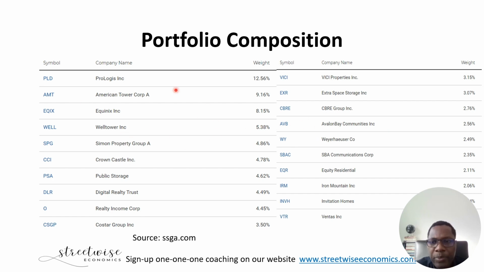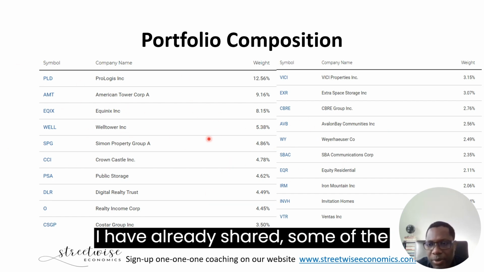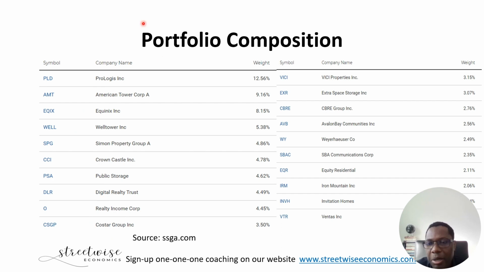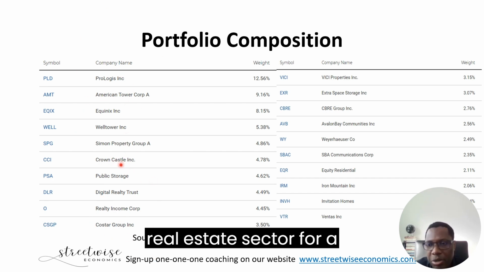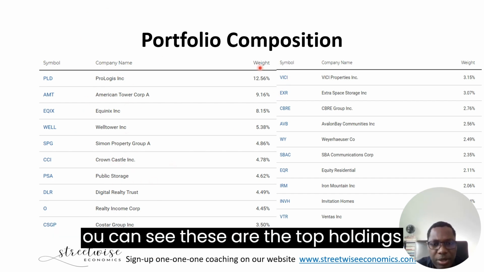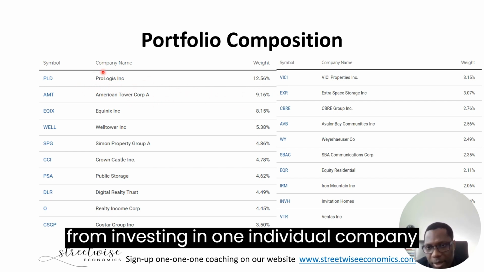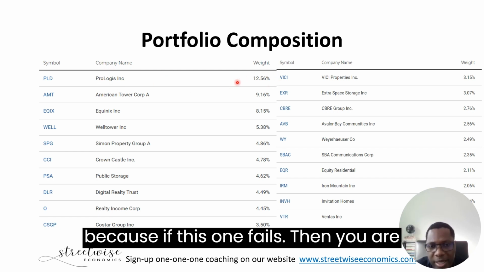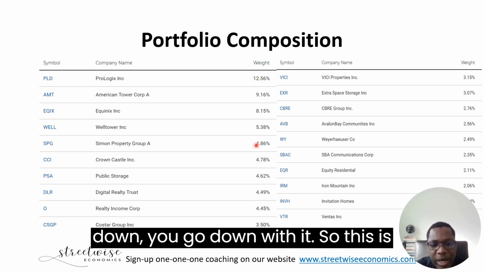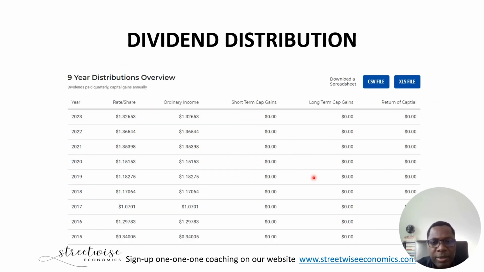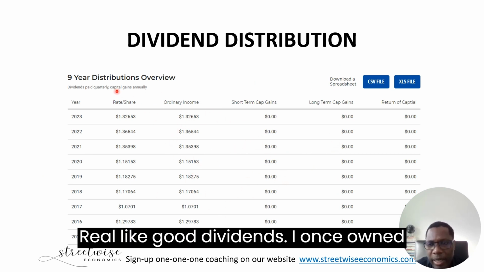And I have already shared some of the information here. So if you invest in this ETF, it means we have exposure to the American real estate sector for a very minimum amount. You can see these are the top holdings, Prologis. That's different from investing in one individual company, because if this one fails, then you go down with it. So this is diversified within the real estate sector, and it does offer really good dividends.